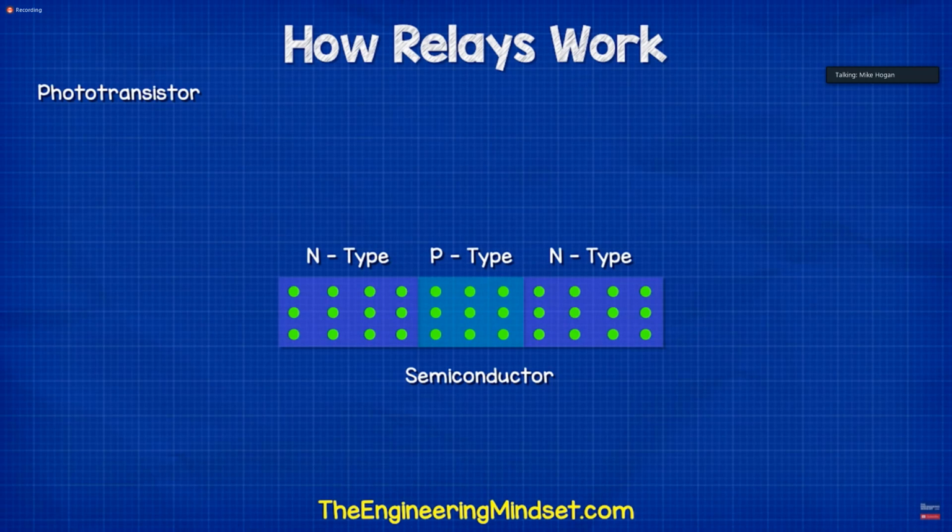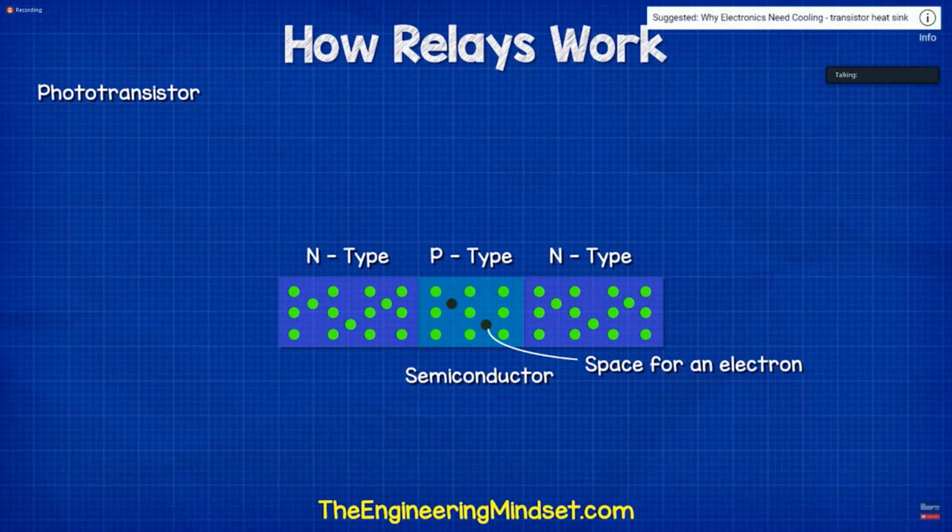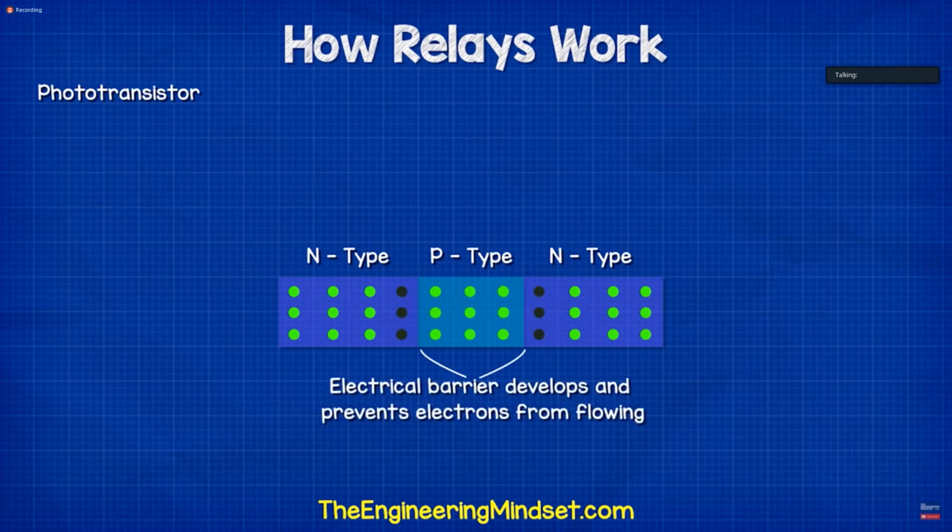The N-type and P-type are both made from silicon, but they have each been mixed with other materials to change their electrical properties. The N-type has been mixed with a material that gives it lots of extra, unneeded electrons. These are free to move around to other atoms. The P-type has been mixed with a different material that has fewer electrons. So this side has lots of empty space where electrons can move to. When the materials are joined together, an electrical barrier develops and prevents the electrons from flowing.